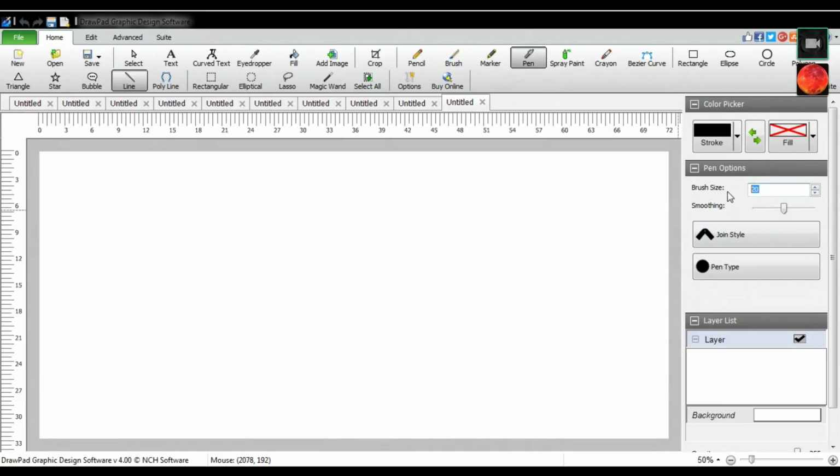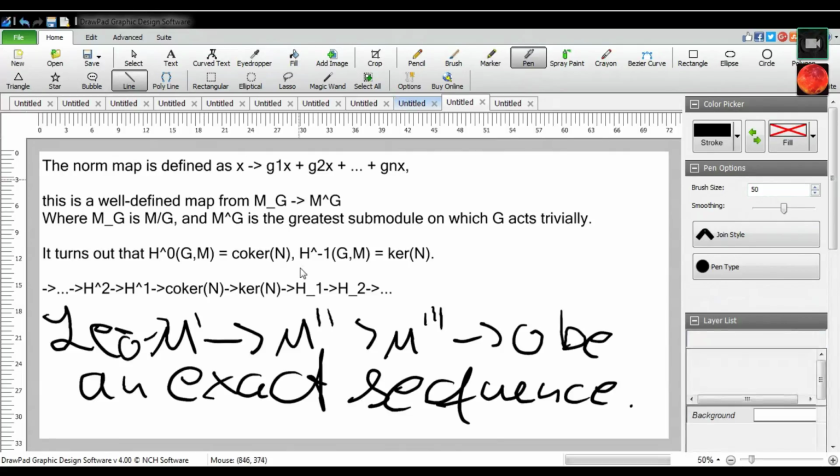Before I draw this one, let's look at some questions and leave this window open. The zero Tate cohomology should be the cokernel, and the negative first cohomology should be the kernel. Yes, this is correct.